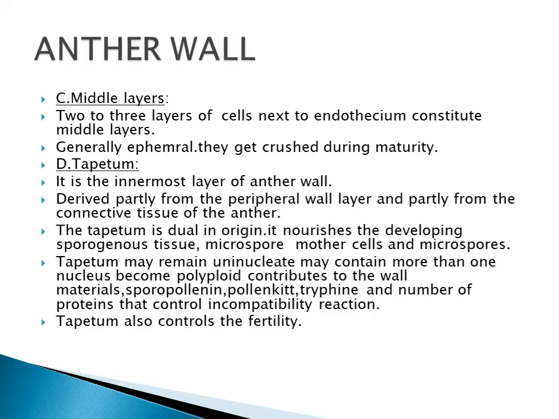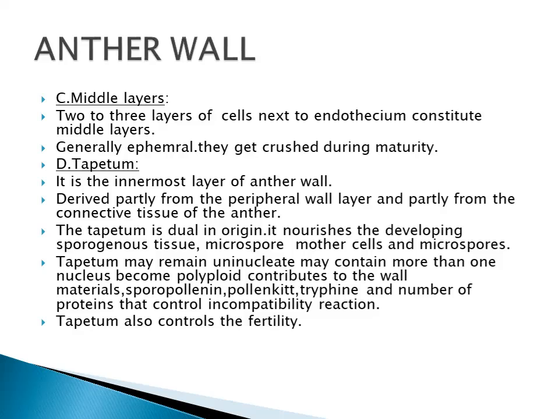Then the tapetum. It is the innermost layer of the anther wall. It is derived partly from the peripheral wall layer, that is the outermost layer, and partly from the connective tissue of the anther. So the tapetum is dual in origin and nourishes the developing sporogenous tissue, microspore mother cells and microspores. The developing microspores are nourished by the tapetum, so the nourishing tissue is called the tapetum.